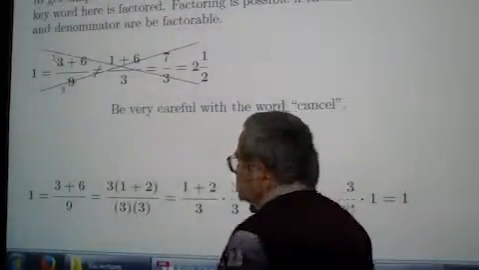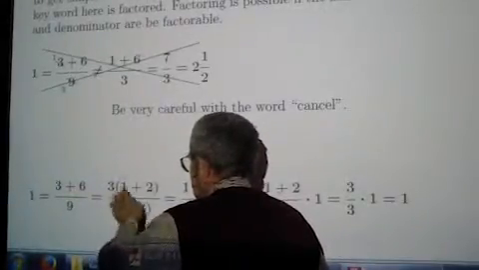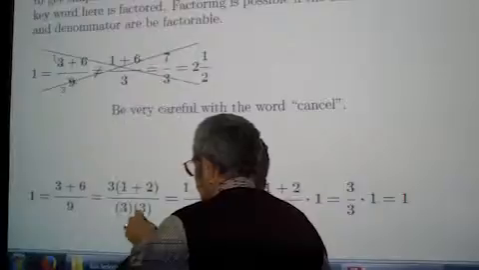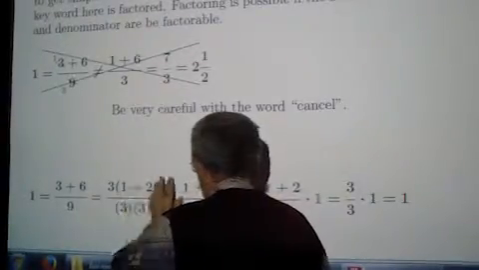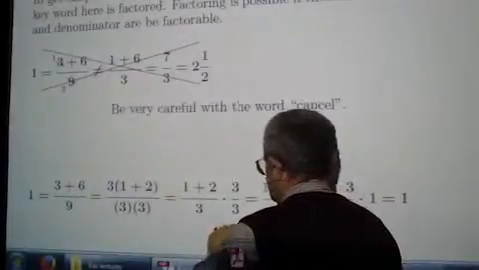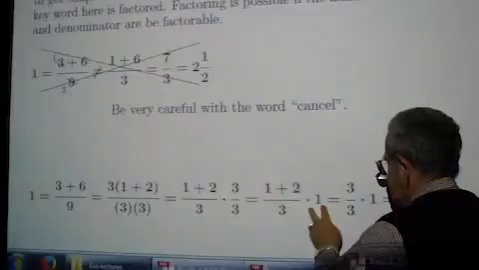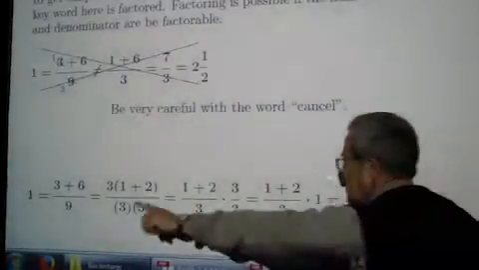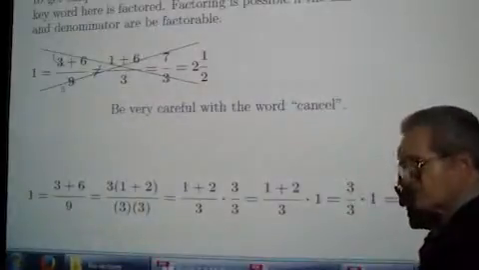Now, you could factor out a 3. You get 3 times 1 plus 2, 3 times all this, just like 3 times the 3 in the denominator. This 3 over 3 is 1. 1 times 1 plus 2 over 3. You factored out a 1. That gives you 3 over 3 times 1, which is 1. You start with 1, you end up with 1. So what you did here was correct.